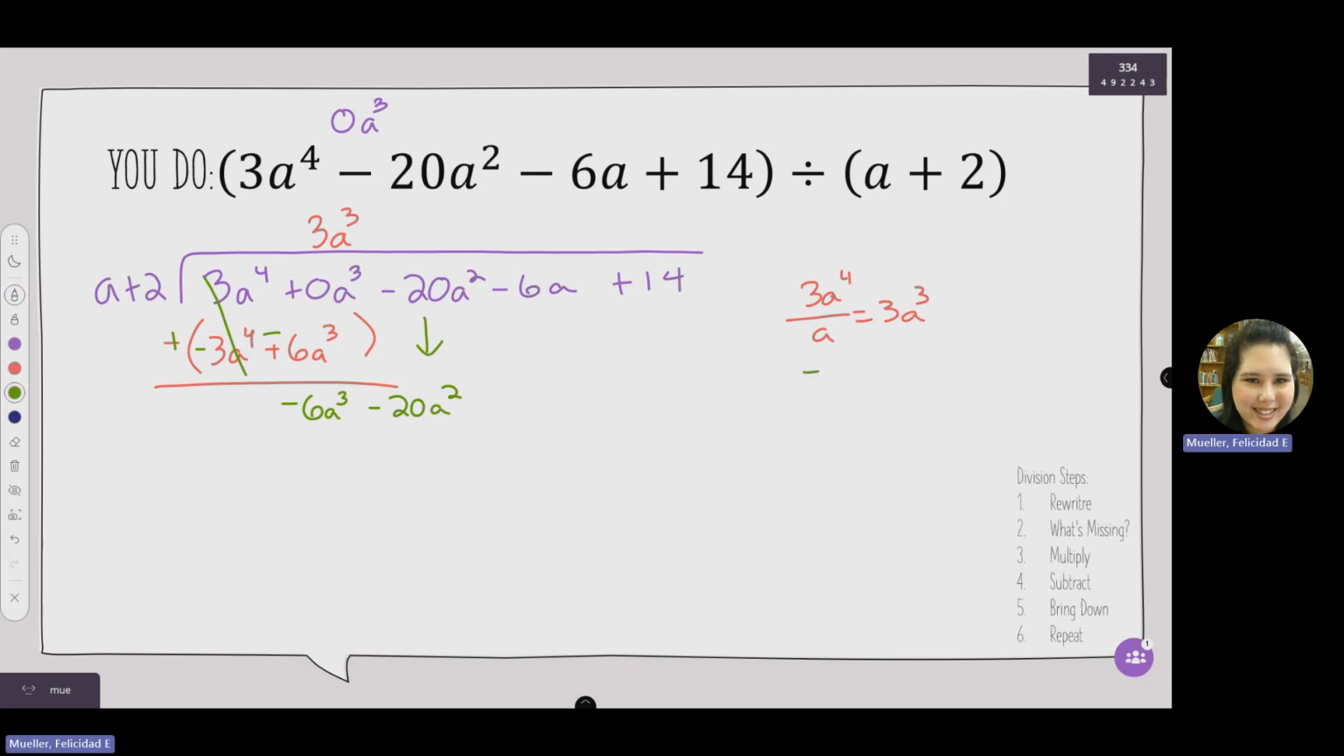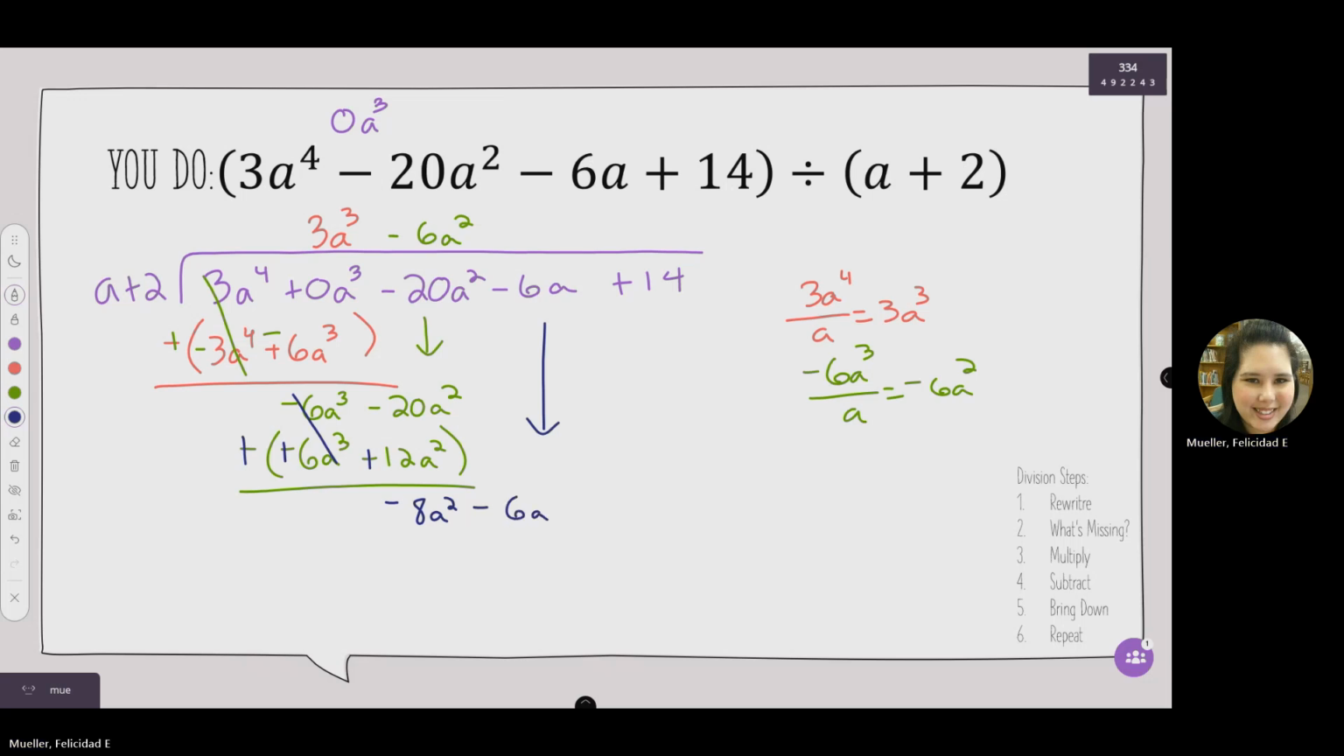So now we do negative 6a cubed divided by a, negative 6a squared. So when we multiply that, we get negative 6a cubed. Negative 6 times positive 2 is minus 12a squared. Flip our signs. A cubes cancel out. Negative 20 plus 12 is negative 8a squared. Bring down the minus 6a. Negative 8a squared divided by a gets us negative 8a.